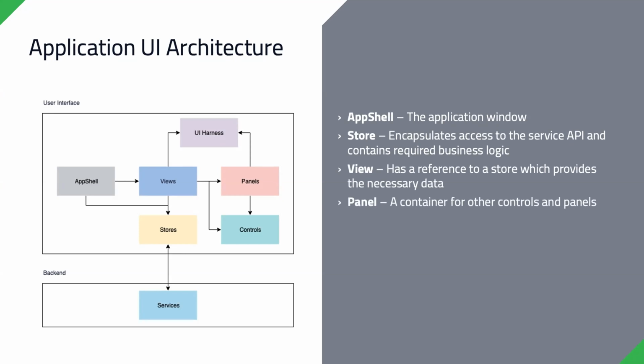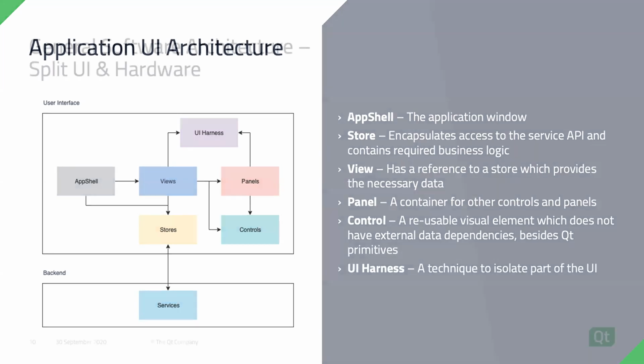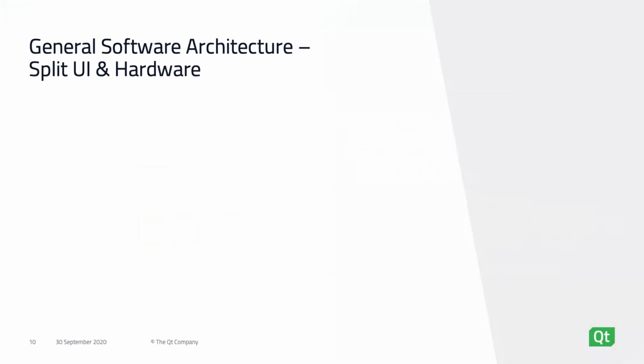So the panel itself is just a UI container for some other controls or some other panels. And a control is a reusable visual element, like if you create your own custom buttons beside Qt primitives and so on. So these are the main parts of this architecture. And later we will be able to isolate the UI by simulating the backend, creating simulated stores, and then work only on controls, panels, and views. So the approach that we are trying to take is always about splitting the UI and hardware.